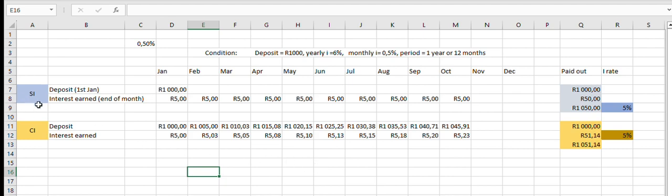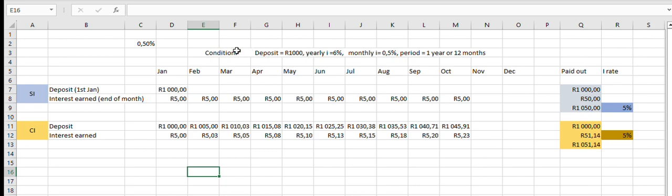And as you can see, I've used some color coding. The light blue, or sky blue, will be mainly used when we're talking about a simple interest situation. The yellow, or the light brown here, will be used to refer to situations where we have compound interest, and the conditions for these are the ones that I mentioned on top here.